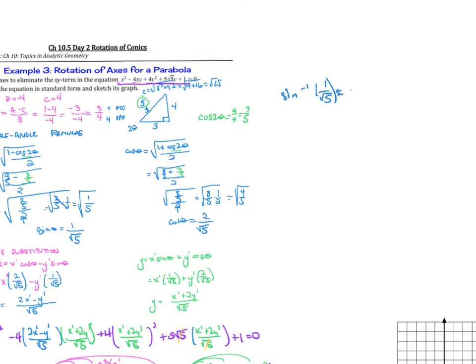When you plug that in, you get 0.4636. And then remember to convert that to degrees. You multiply by 180 and then divide by pi using that pi button, and you will get approximately 26.5 something, which is 26.6 degrees.